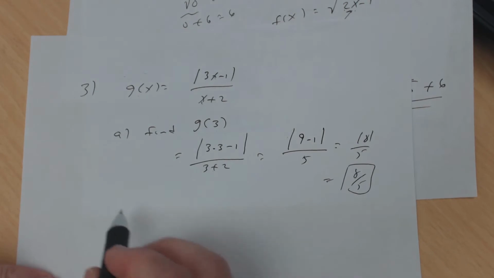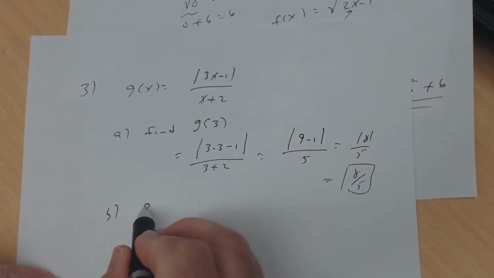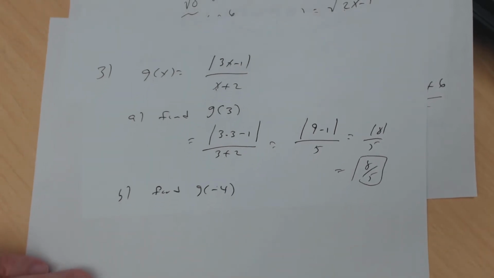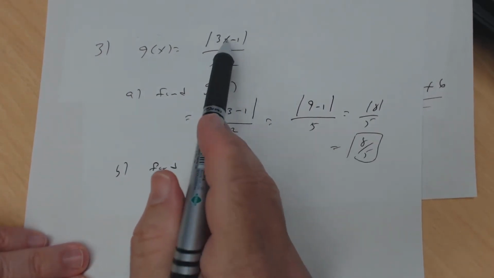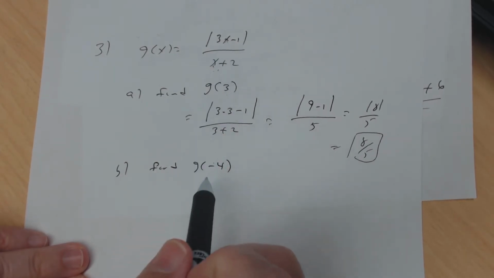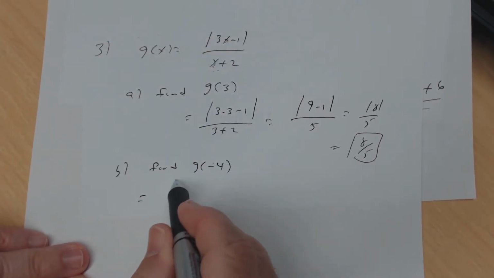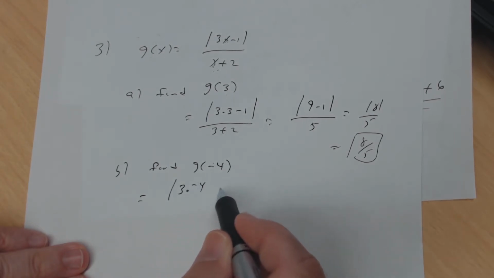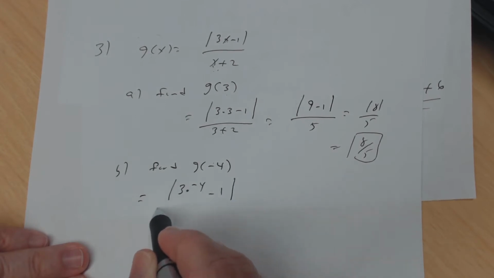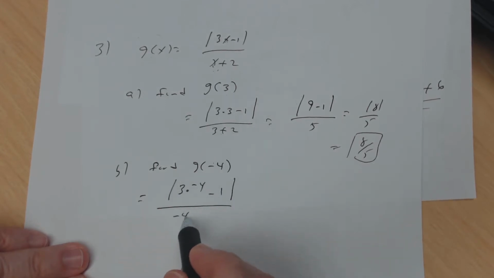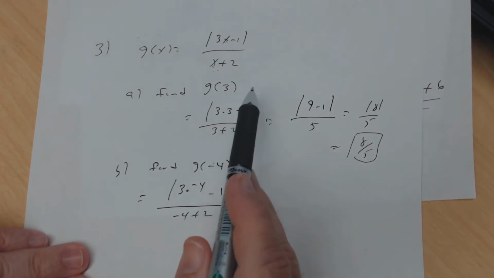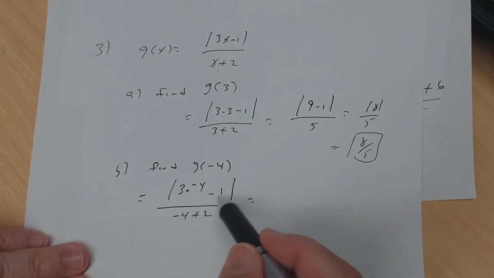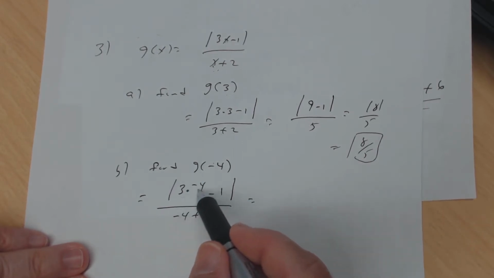Okay? B, suppose you want to find g of negative 4. Well, again, where we see the variable x, and we see it twice, you plug in negative 4. So I'm going to get equal the absolute value of 3 times a negative 4, because that's your x, 3x, so that's a negative 4, minus 1, all over x, which is going to be negative 4, and then I'm going to add 2. X plus 2. X is negative 4 plus 2. All right, simplifying the numerator, 3 times a negative 4 is a negative 12.